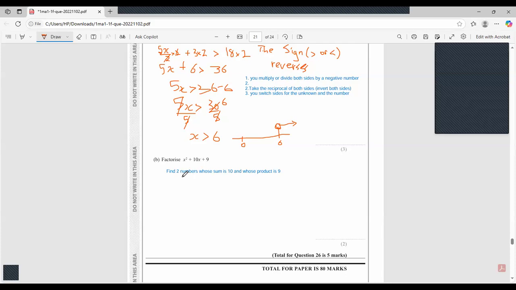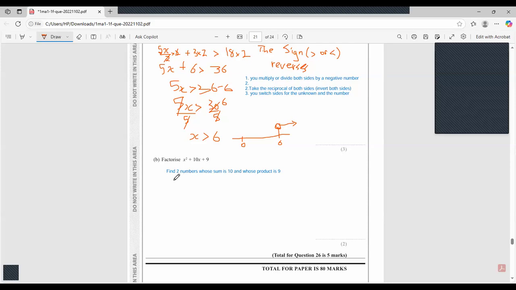Wait, does it have to multiply to 9 or multiply to 10? Yes. You multiply them, you get 9. You add them, you get 10. Okay, so now it may not be too apparent, but guess what? 9 and 1 will solve that problem for you. Can you see that? Yes.